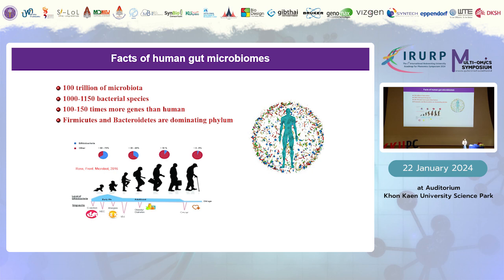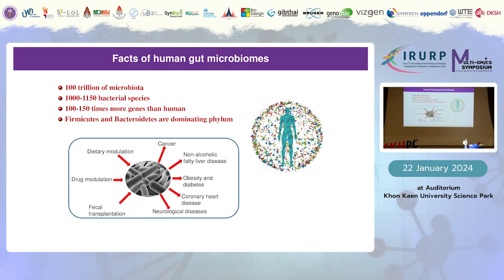So we all know that as we grow older, the microbes change dramatically. So for example, bifidobacteria, when we were born, are the majority, 65% of microbes belong to bifidobacterium. As we grow older, particularly when we are in the frail age, bifidobacteria is only present at 0.5% or even less.